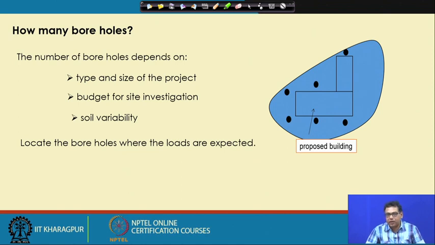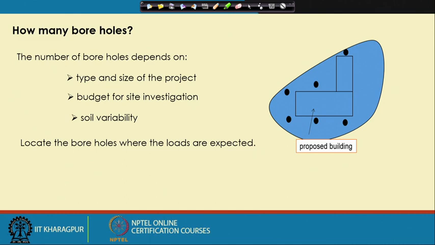So, this is very important. Now, if we find that for a particular borehole, or two or three boreholes, there is a huge variation of the soil sample, then we have to increase the number of boreholes in between those boreholes in such cases. So, that depends on the variation of the soil property in different boreholes.